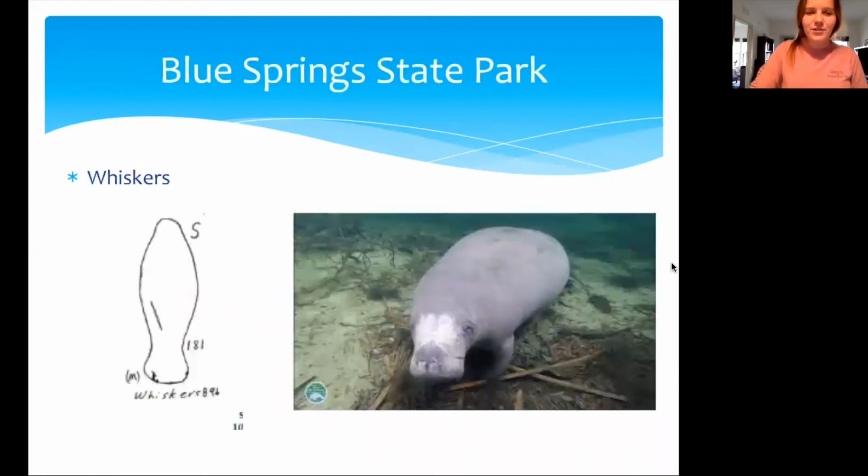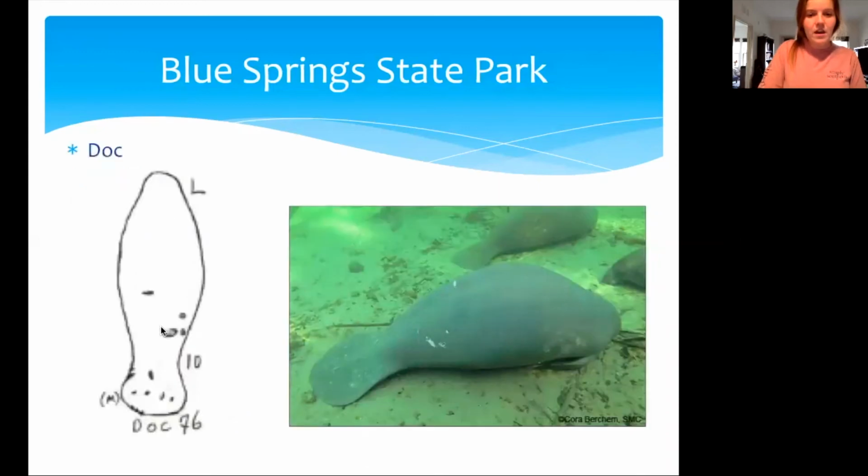So just to familiarize yourself with a couple of examples here, this is Whiskers. So he has a scar back here on his lower back. That can be shown here in this chart. And then Doc has these three distinctive lines here and then one there that you can see in this chart. So these manatees are already in the catalog.